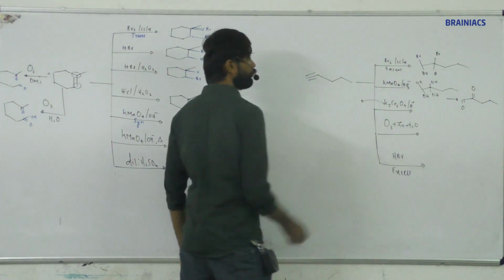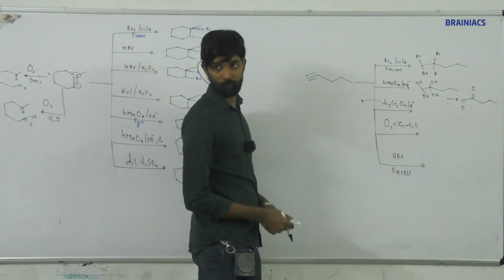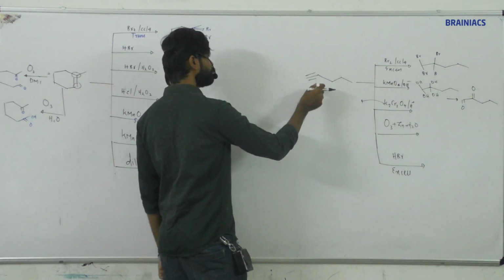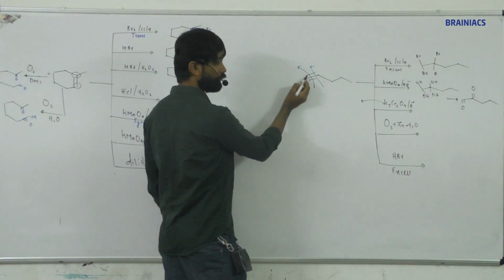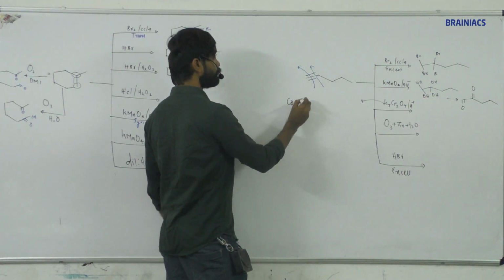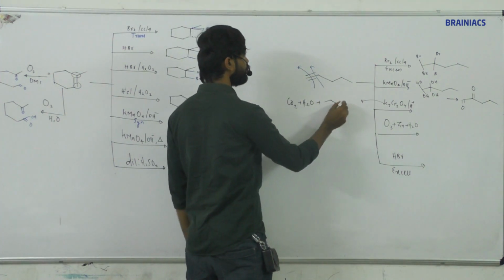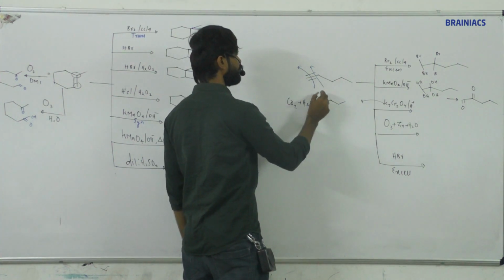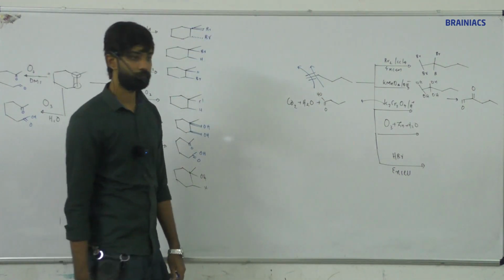Next is hot acidified KMnO4, which is discussed from today. It cleaves like this, and the terminal end becomes CO2 plus H2O, and the other will be an acid of 4 carbons, 1, 2, 3, 4, right?